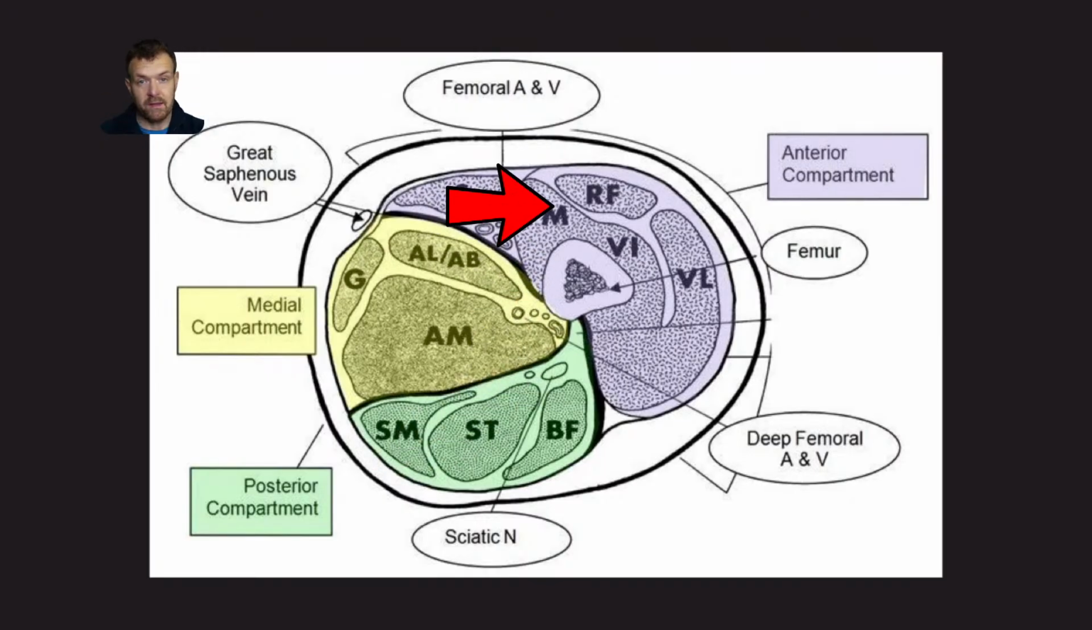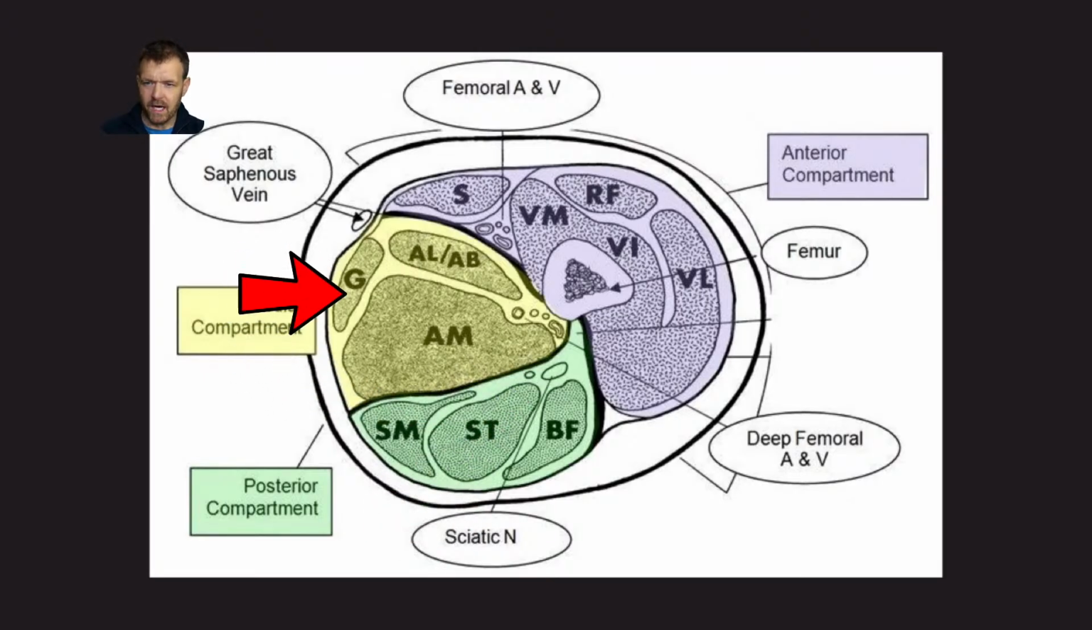So we had a look at the muscles in the different compartments. Sartorius, vastus medialis, vastus intermedius, vastus lateralis, rectus femoris. So they're all in this anterior compartment. In the posterior compartment, we've got the hamstring group: semimembranosus, semitendinosus, biceps femoris. And within that group as well, we've got the sciatic nerve.